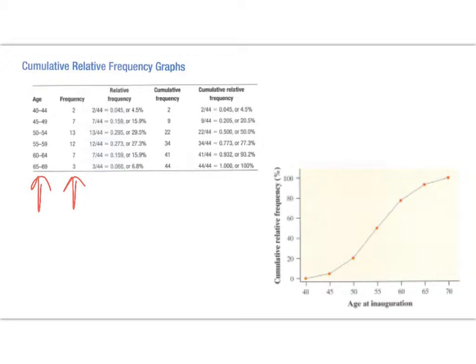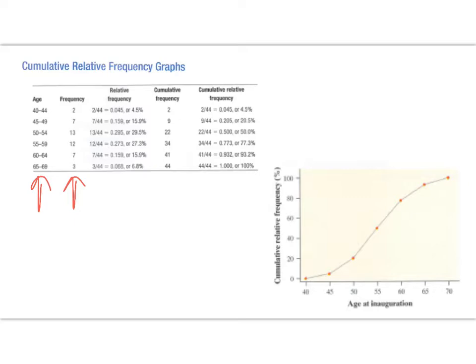Okay, this is all 44 presidents. So this is not a subset of presidents or anything. This is all 44 presidents. So we can see at ages 50 to 54, there were 13 presidents in that age range when they were inaugurated. So we could use these first 2 columns here to make a histogram if we wanted to.